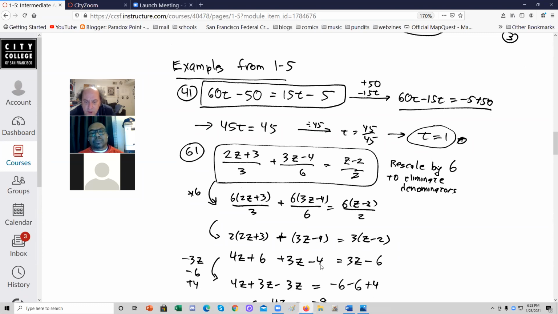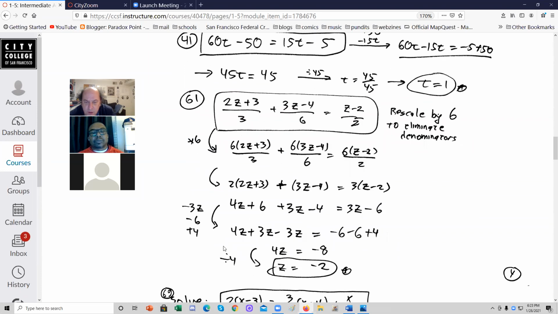The 6 and the minus 4 will cancel on the left. The 3z will cancel on the right. What we'll be left with is 4z plus 3z minus 3z equals minus 6 plus 4. Okay, and after some simplifying, you get 4z equals negative 8. And then divide both sides by 4. Get z equals minus 8 over 4. So z equals negative 2.